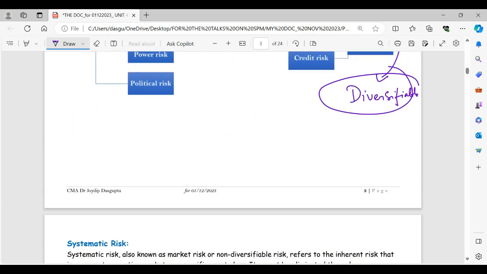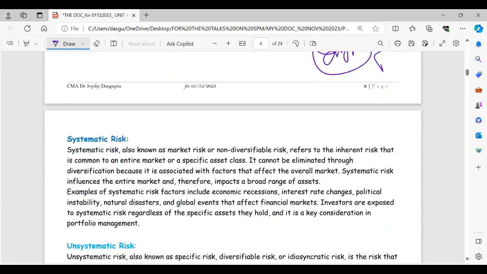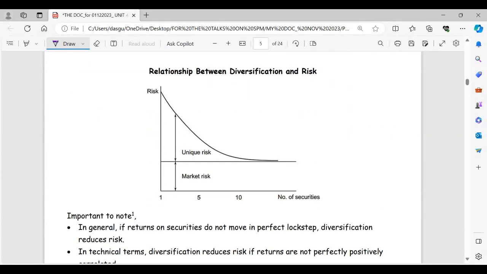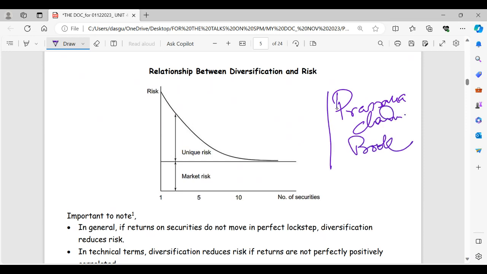So the next portion is the understanding of diversification. Very important. Unique risk is also known as non-systematic risk, because systematic risk cannot be unique. It is for the whole thing at large. This is the relationship from Prasanna Chandra's book, a wonderfully written book, beautiful book. And you see that the market risk is non-diversifiable. That means if you buy shares in the Indian market, you have to consider this risk.